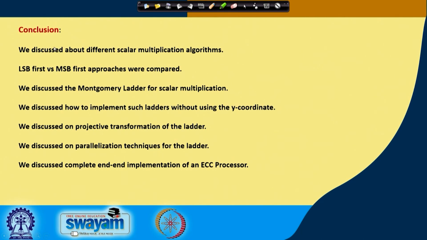So, to conclude, what we discussed is about different scalar multiplication algorithms. We discussed LSB first versus MSB first approaches, and we compared them. We discussed the Montgomery ladder for scalar multiplication. We discussed how to implement such ladders without using the y coordinates explicitly. We discussed projective transformation of the ladder. We discussed parallelization techniques for the ladder. We discussed complete end-to-end implementation of an ECC processor. So, that roughly takes us to the end of the discussions on elliptic curve hardware.